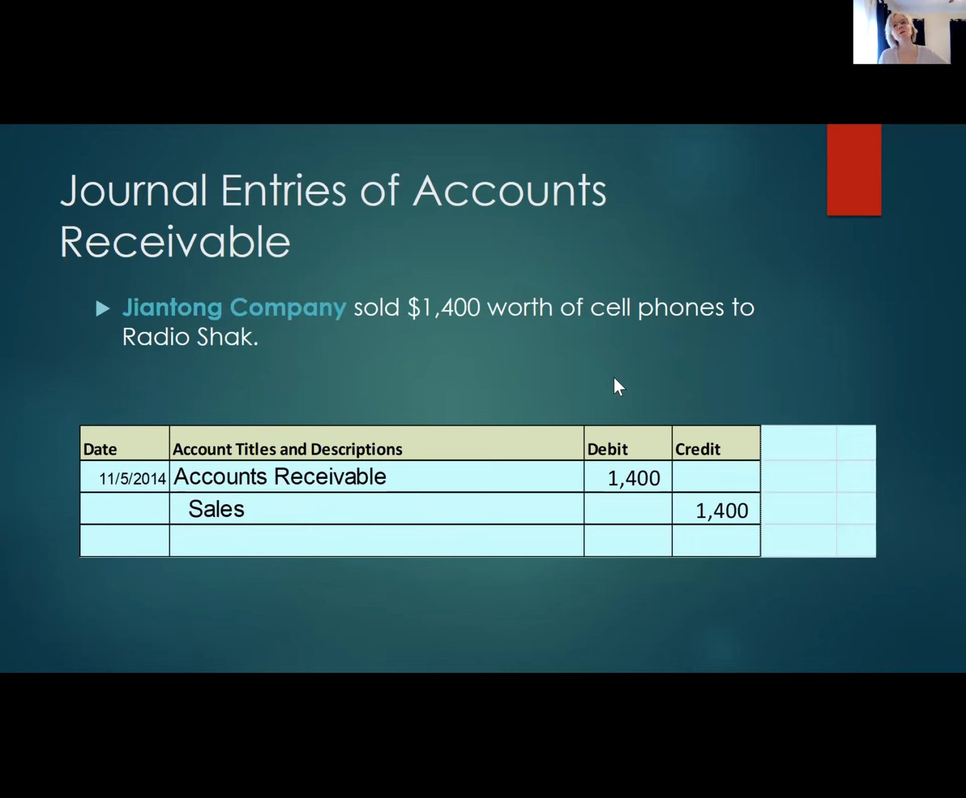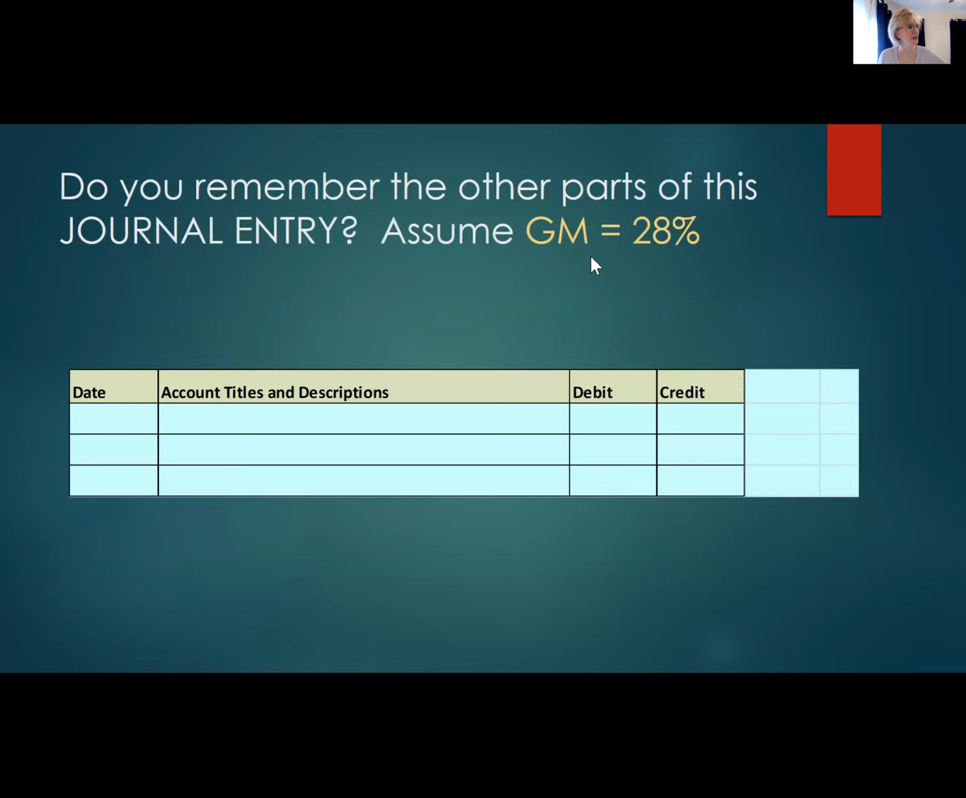Now, from chapter 5, you should know that when we use sales, we also have to track the inventory, right? So we know that we have to know the other half of this. And I did not give you cost information. So what are you going to do here? You have to get more information, which you can see here. And I believe on your course pack, I gave you the gross margin percent. Okay. So take a look at that.